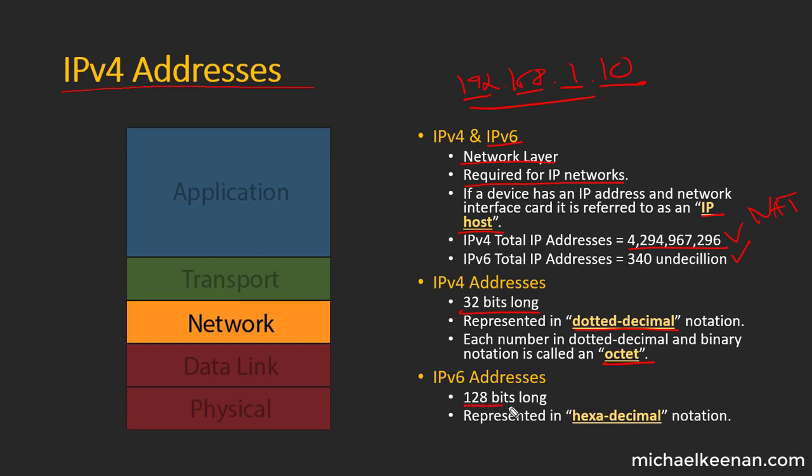IPv6 addresses are 128 bits long, and they are represented in hexadecimal notation. Hexadecimal is different than dotted decimal in that there are letters included. So it goes 0 through 9, and A through F. So 1, 2, 3, 4, and then once you get to the last digit, it turns into A, B, C, D, E, and F. Whereas IPv4 is 0 through 9.